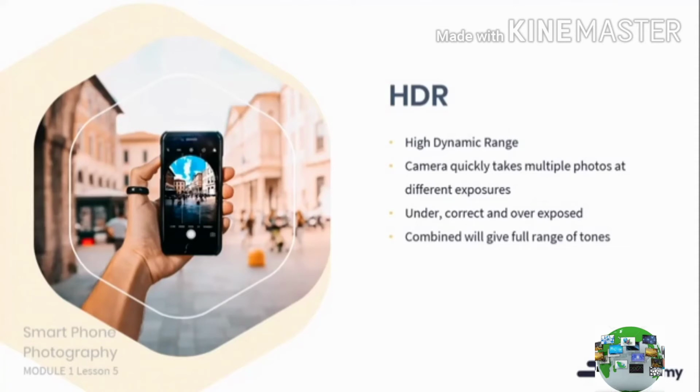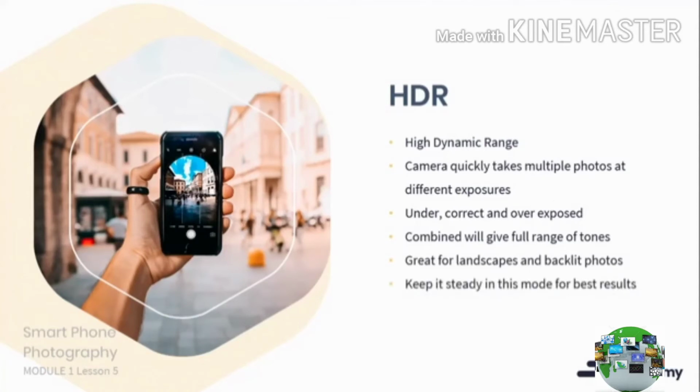But if we have a look at the phone, which is actually on HDR, we can see then that it is capturing those details. It's getting the sky and it's getting all of the details there as well. That is because it is a high dynamic range image. It is great for landscapes and backlit photographs. Okay. Now, we do need to keep it steady in this mode because it's combining exposures together. Now, it does it very rapidly, but for best results, it should be kept very, very steady.